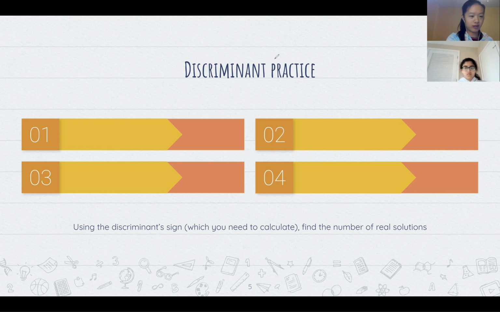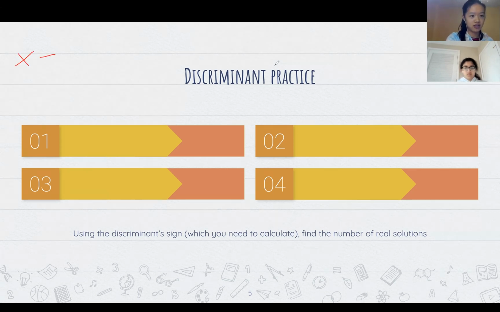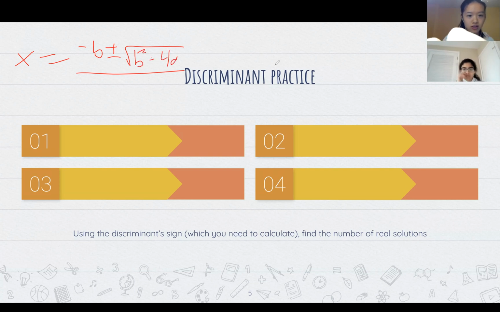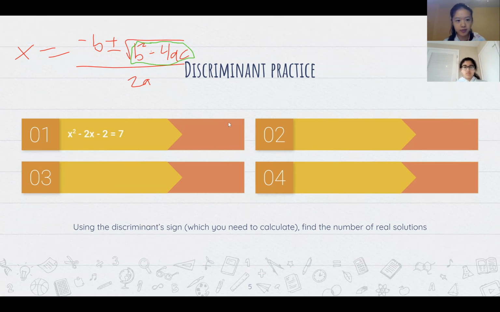And I'm gonna write the quadratic formula up again. Negative b plus minus the square root of b squared minus 4ac, over 2a. There, this is the quadratic formula again. And remember, the discriminant is just this part here. Since we're only using the discriminant, this is the only part you care about. So this is the first one: x squared minus 2x minus 2 equals 7. How many solutions are there?